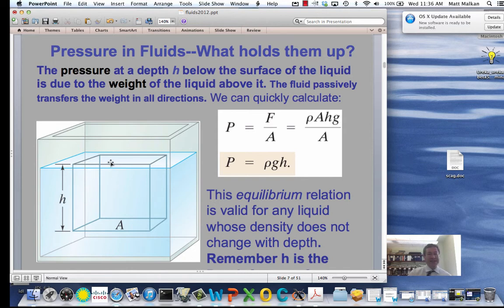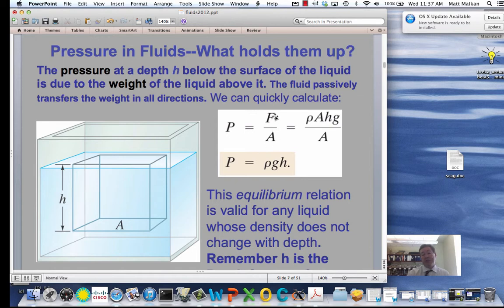And so you can see how this works out in the formula, or you can see it intuitively. The deeper you go down in a liquid, let's say, or a fluid, let's say it's water, the deeper you dive down in the fluid, the more the pressure builds up. It builds up linearly with your depth. But we can see that exactly here.